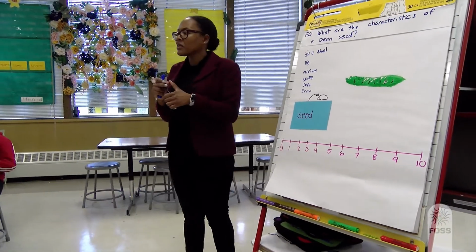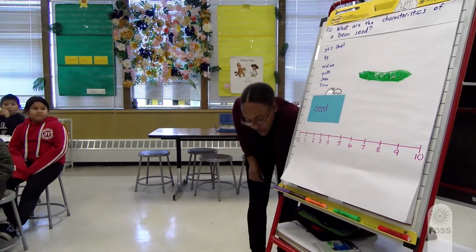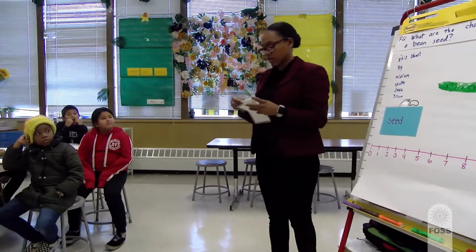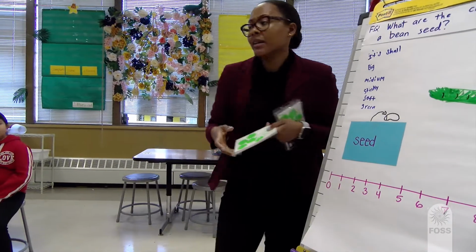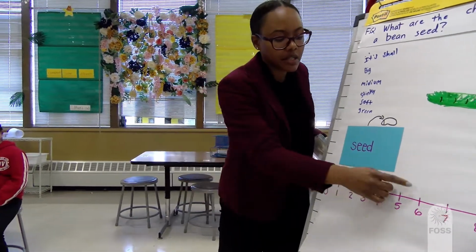All right, we're going to use this to make sense of the number of seeds I have. So I'm going to call you up, and you are going to get a dot. And with this dot, you're going to put it wherever the number represents the number of seeds that you have. So if you had 6 seeds, you're going to put a dot here.